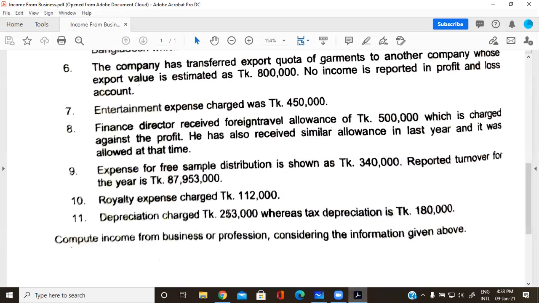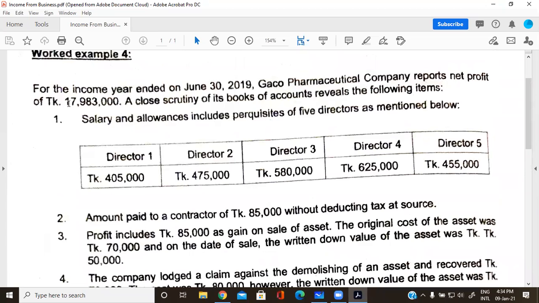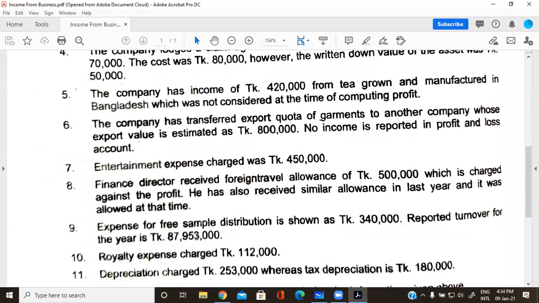Okay. Royalty expense charged taka 112,000. The rule for royalty was that for the first 3 years, it can be 10% of the net profit. Can you recall? 10% of the disclosed net profit. If you see the disclosed net profit here, 17 million, and you check the 10%, you will see that this royalty payment is within the limit. So you do not need to make any further adjustment.